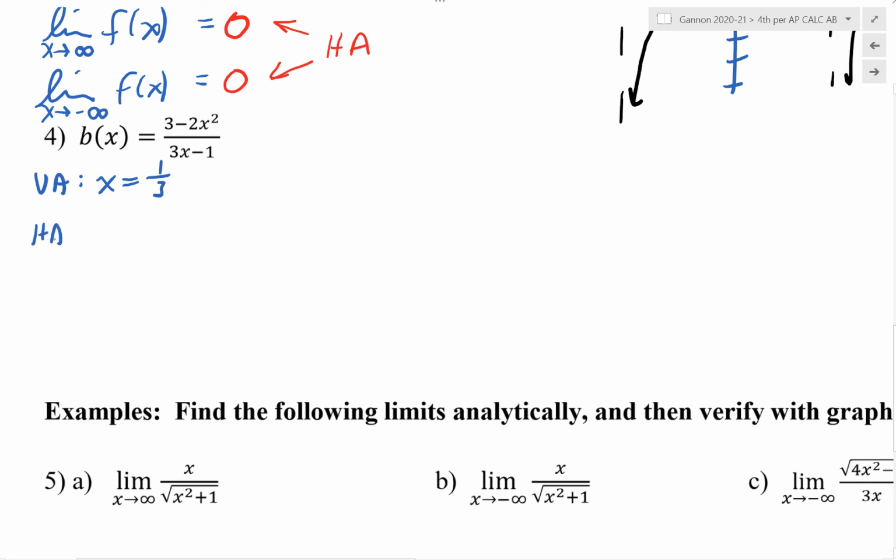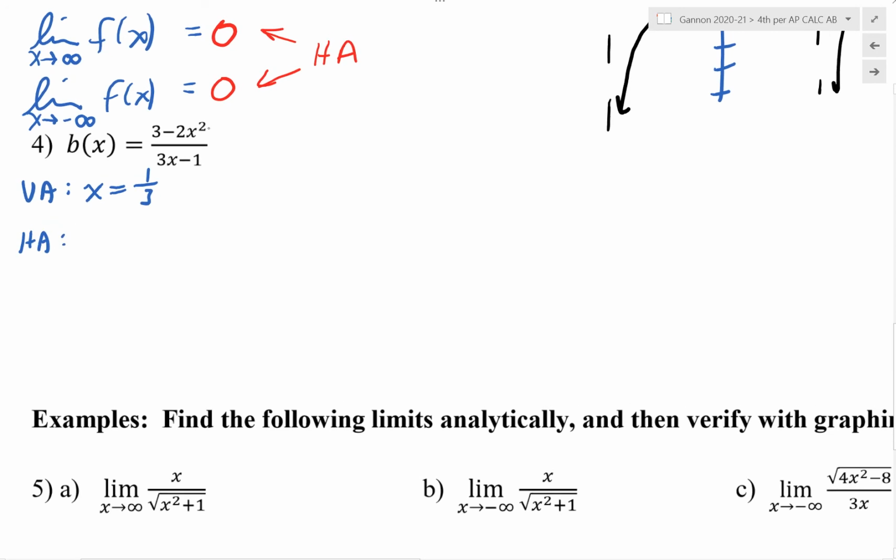For the horizontal asymptote, you have the degree on top as 2, the degree on bottom as 1. So when the degree on top is larger than the degree on the bottom, that means there is no horizontal asymptote, or none. And when there's no horizontal asymptote, typically there's going to be a slant asymptote. That's when the degree on top is exactly 1 degree larger than the degree on the bottom. So you can find the slant asymptote by using division.